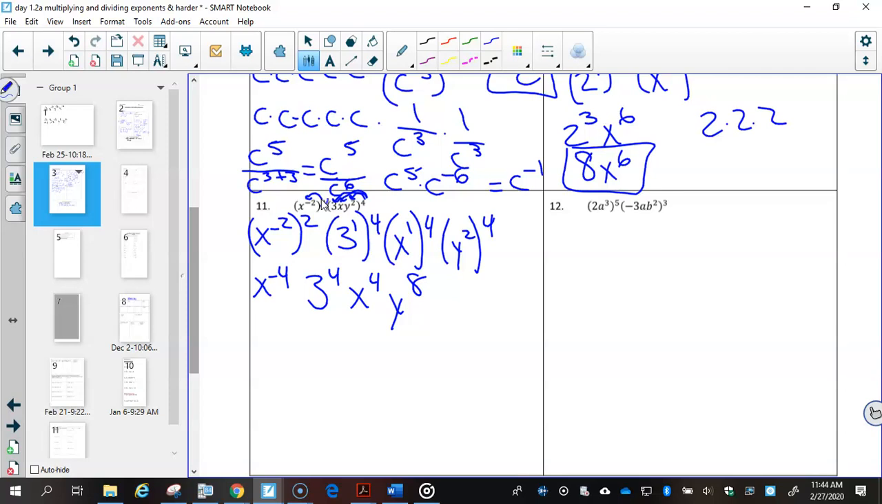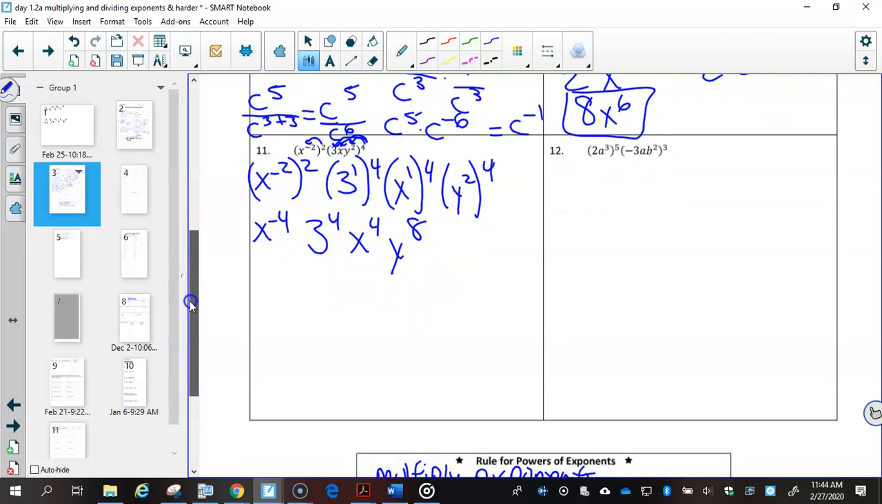Do we have any of the same bases? Yes, x. So I'm going to rearrange this a little bit. I'm going to move 3 to the 4th out front and put my x's together. If I have the same base, I'm doing what to the exponents? Adding them, in this case subtracting because it's a negative.